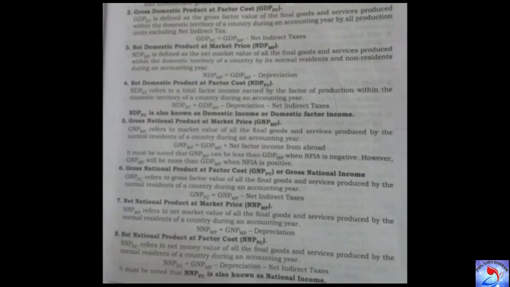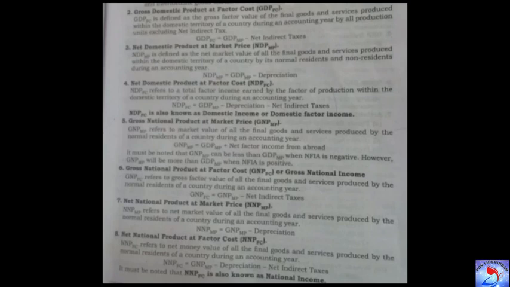Next is the net domestic product at market price. It is calculated using the formula: NDP at market price is equal to GDP at market price minus depreciation. Next is the net domestic product at factor cost. It is known as domestic income, and it is calculated using the formula NDP at factor cost is equal to GDP at market price minus depreciation minus net indirect tax.